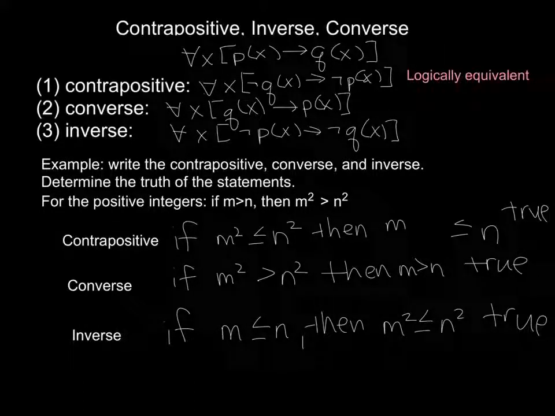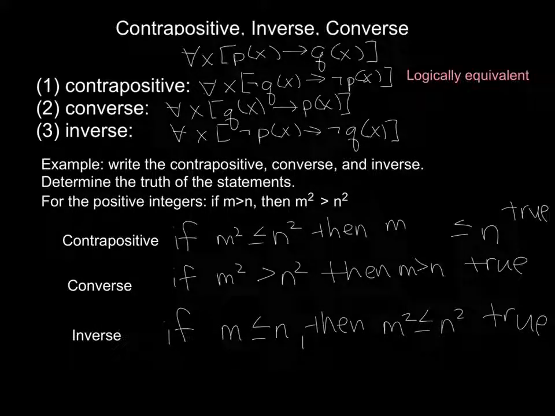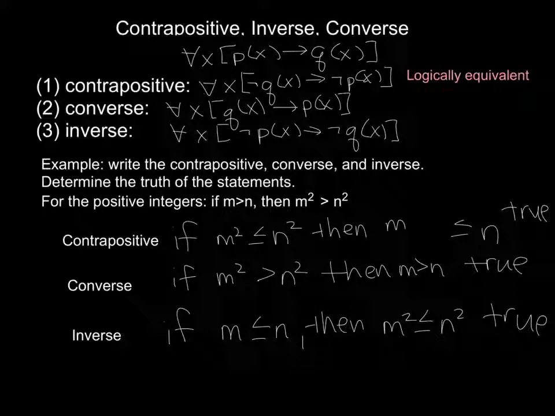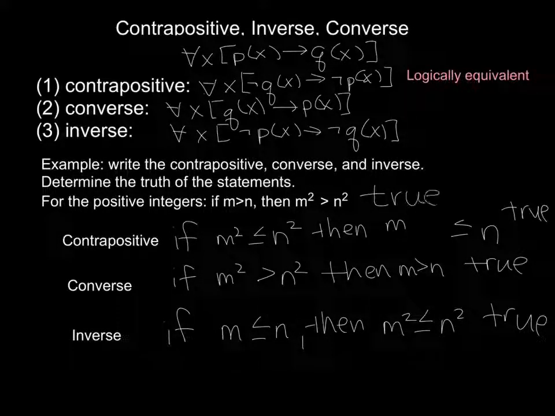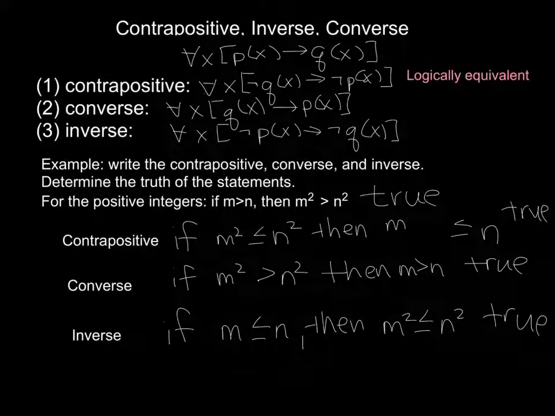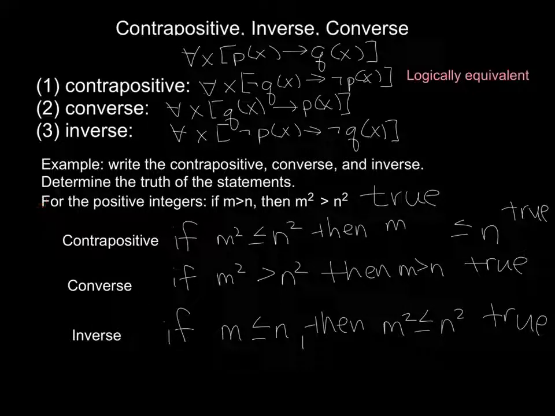And then just to go back, our original statement, if m is greater than n, then m squared is greater than n squared. That is also a true statement. So in this case, you would definitely expect the contrapositive to be true since the original statement is true. It just so happens in this case that the converse and inverse are also true.